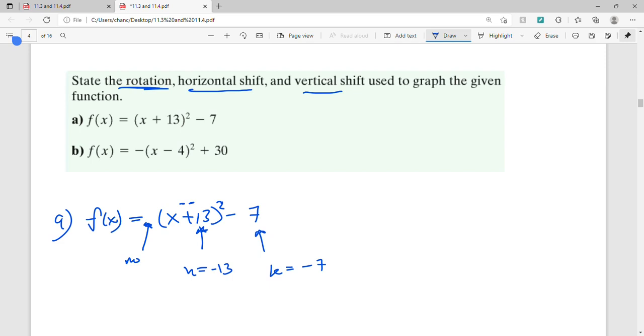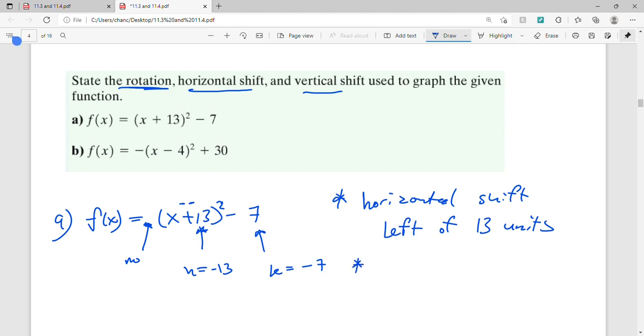So we have a horizontal shift to the left, because it's negative, of 13 units. And the k is negative 7, so we have a vertical shift of 7 units. It's going to actually go down 7 units. So we know what this graph looks like without graphing it because we could read the h, k, and that leading coefficient.